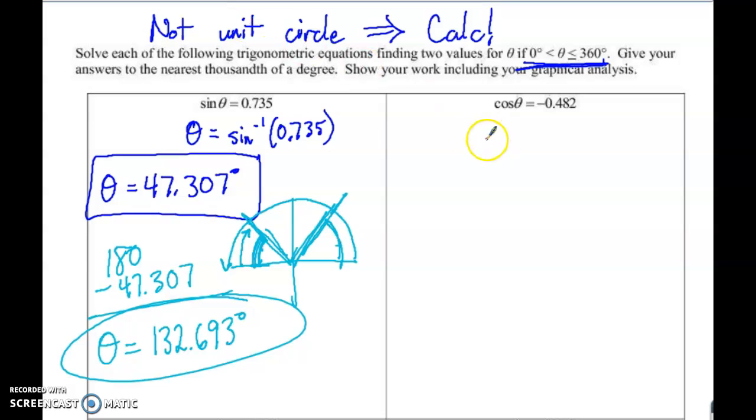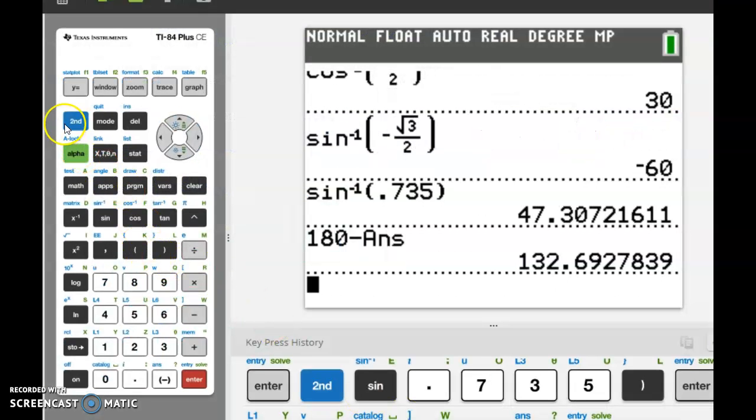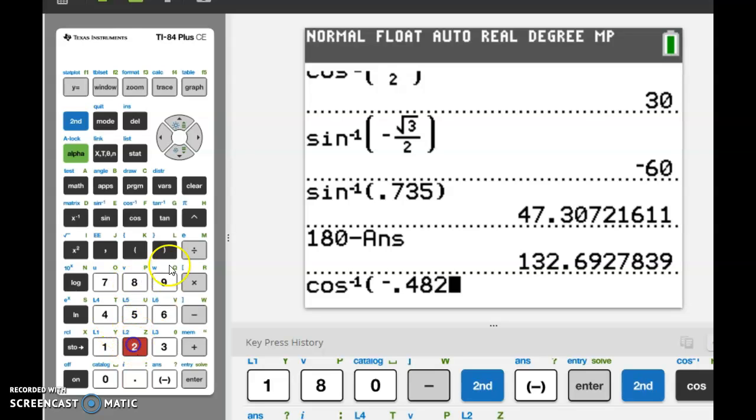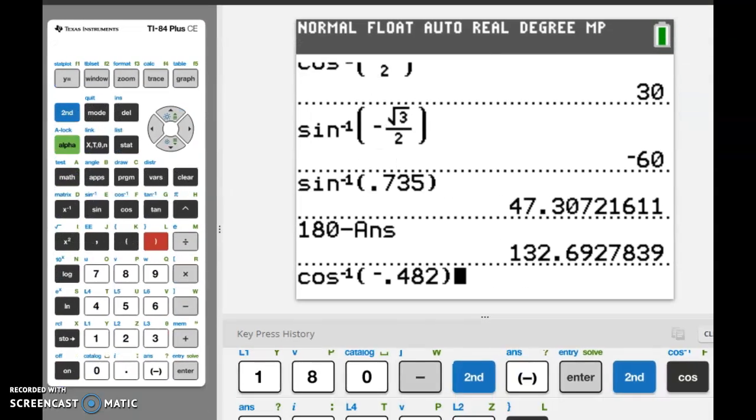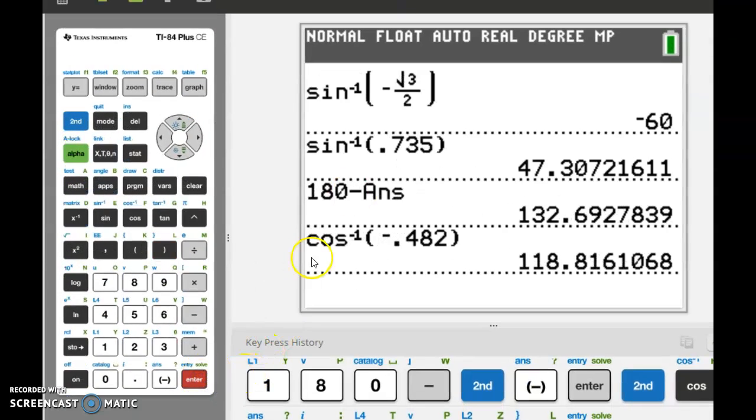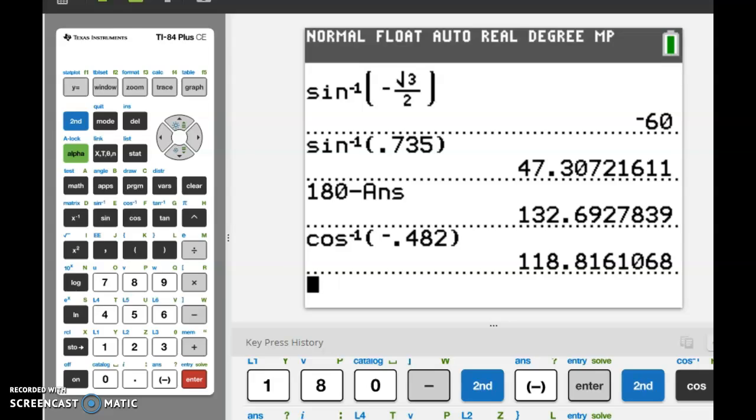Same thing happens for this one. So, theta is equal to inverse cosine of negative 0.482. Just go to your calculator because it's not on the unit circle. Just double checking I typed it correctly. Hit enter, and we get 118.816.